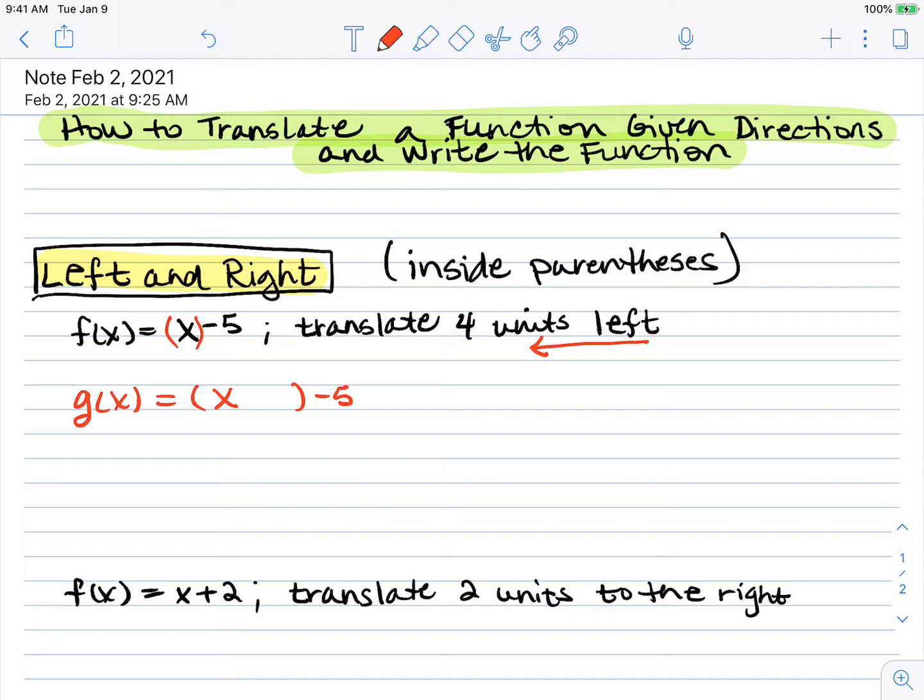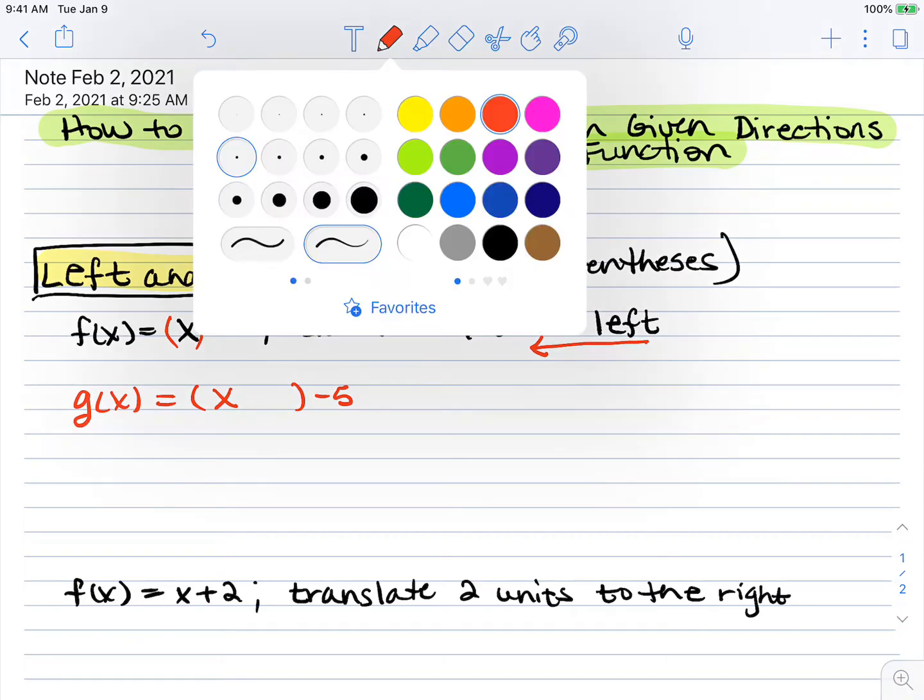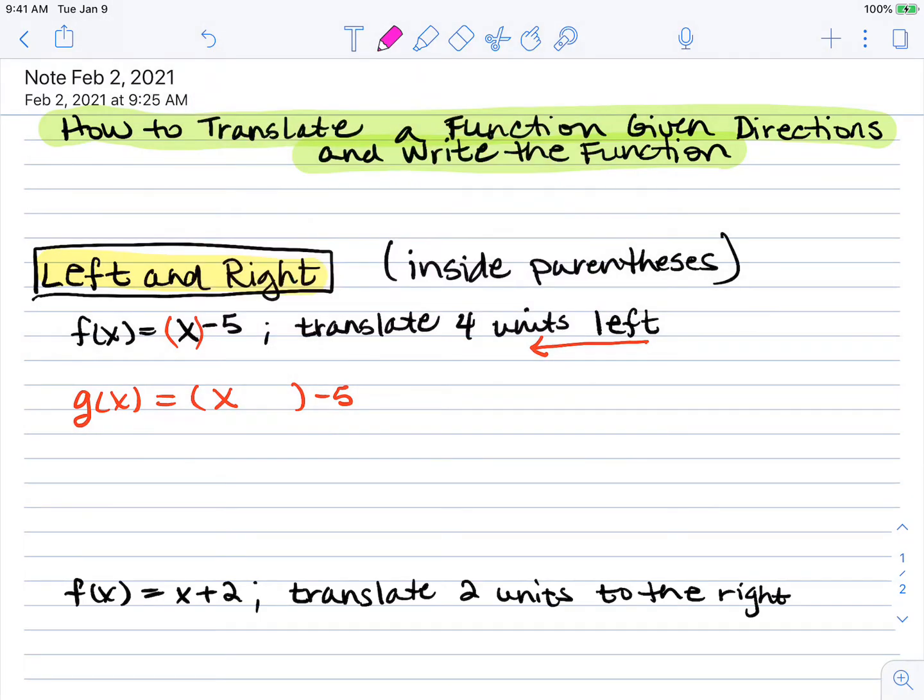And inside parentheses, I'm going to write this down over here, that inside the parentheses, the sign is backwards, right? So I've got a backwards sign for my left and right. So if it's moving this way, it's a positive sign when I put it in. If it's moving this way, it's a negative sign when I put it in. Okay. So I'm going to say that I'm moving it 4 units to the left, so I'm going to say +4 inside here.